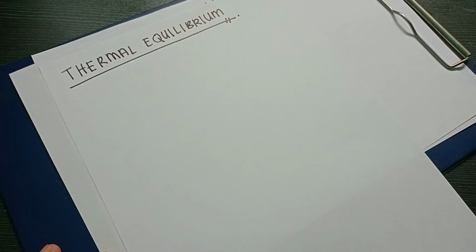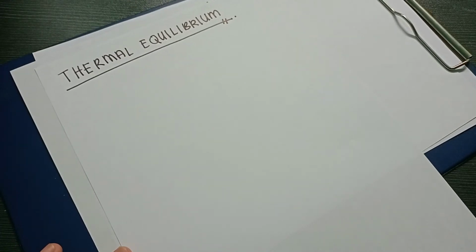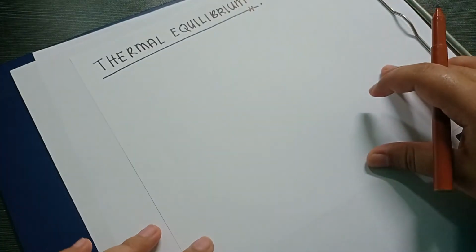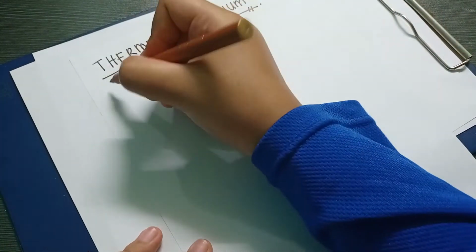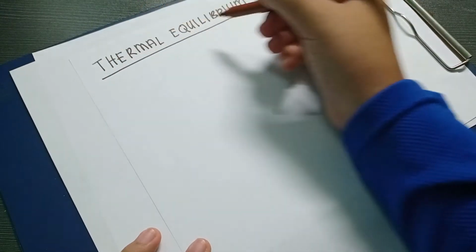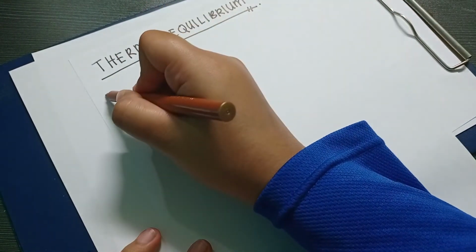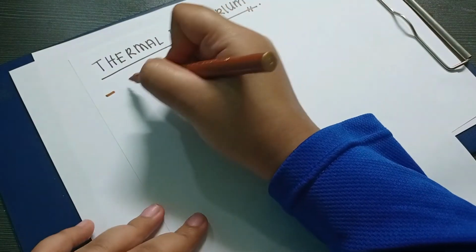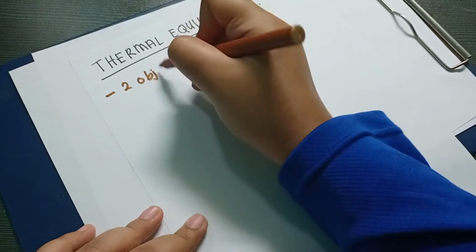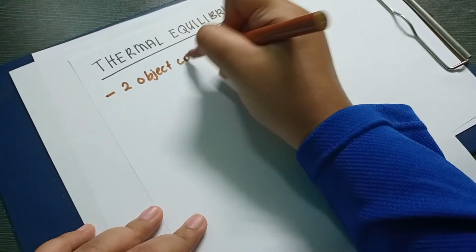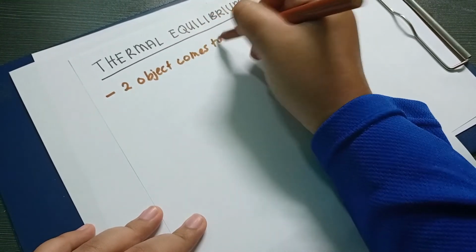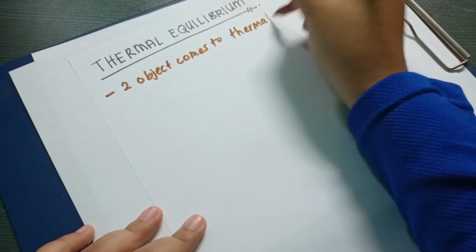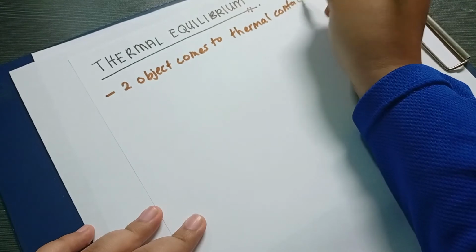Everyone, so today we are going to discuss thermal equilibrium. Now, what is meant by thermal equilibrium? When the question asks what is thermal equilibrium, it must have this point, which is first: two objects come to thermal contact. So this is the first point.